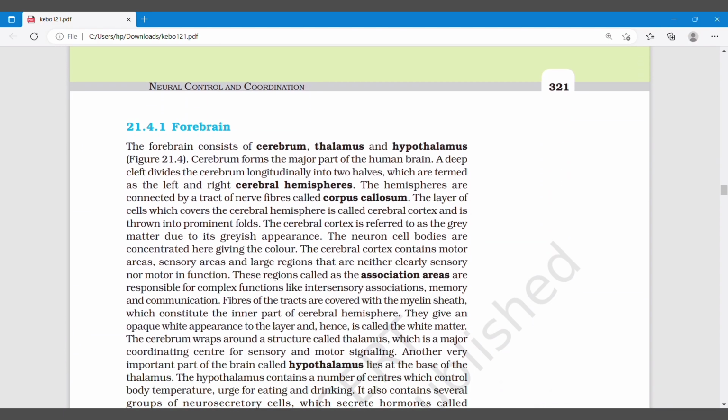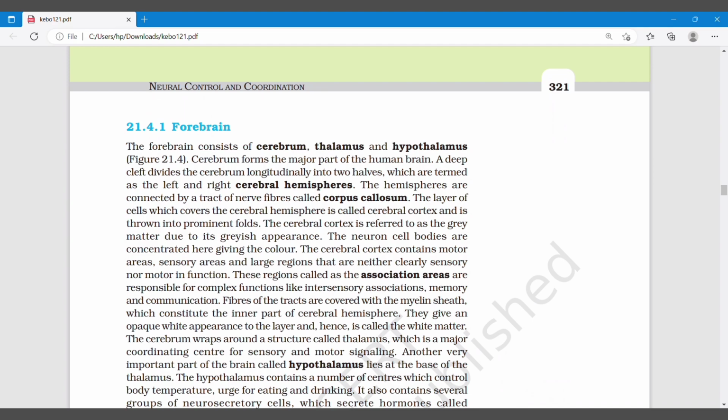So the first part of the brain is forebrain. The forebrain consists of cerebrum, thalamus, and hypothalamus. Cerebrum forms the major part of the human brain. A deep cleft divides the cerebrum longitudinally into two halves, which are termed the left and right cerebral hemispheres. The hemispheres are connected by a tract of nerve fibers called corpus callosum.